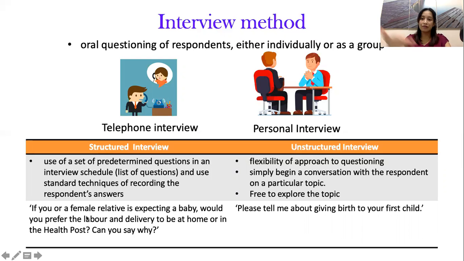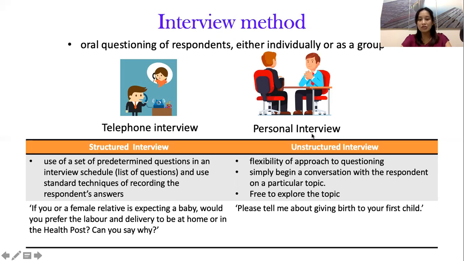You usually have a form already, and then you also have a recorder. So an example is, if you or a female relative is expecting a baby, would you prefer the labor and delivery to be at home or in the health post or in the hospital? Can you say why? And that's a standard question for all interviewees.